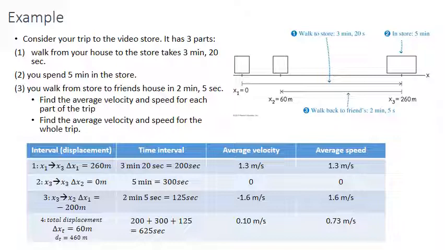The time, I just add time. Time is always additive, it's always positive. So my net time interval is 625 seconds. So my average velocity is 0.1 meter per second. However, my average speed is 0.73 meter per second, which obviously is larger than the absolute value of the average velocity.